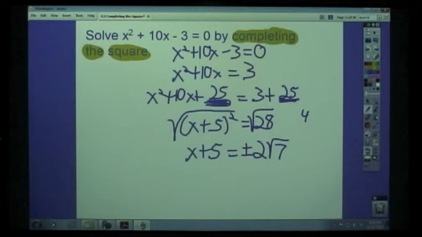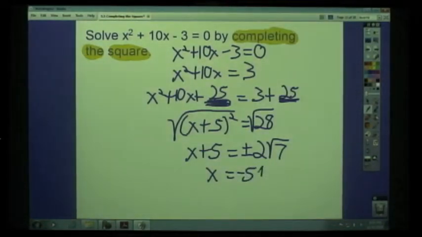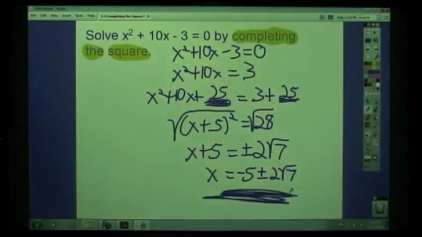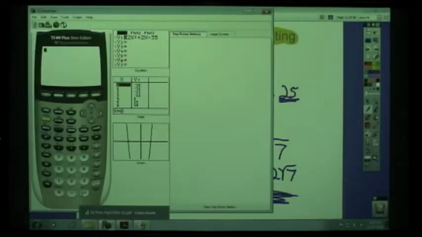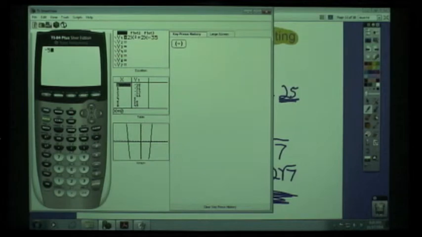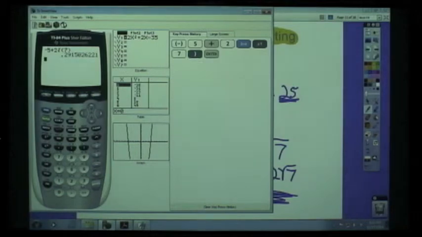So, on the left-hand side, I still have a plus 5, so I'm going to subtract 5, and that's going to give me negative 5 plus or minus 2 on the square root of 7. If you need a decimal for this, you take out your calculator, and you do negative 5 plus 2 on the square root of 7. Press enter, and you do negative 5 minus 2 on the square root of 7.